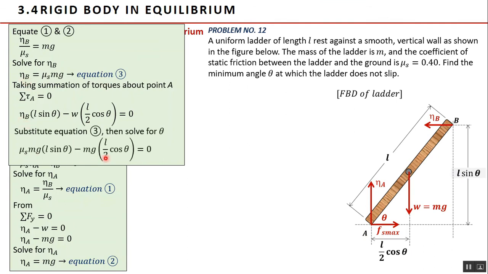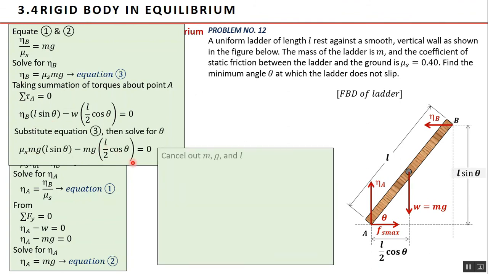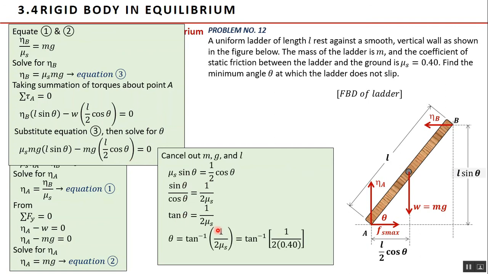The common terms are m, g and L, so we factor them out, and they can be eliminated from the equation. Simplifying further and using the trigonometric identity for sine and cosine, the final expression will be tangent of the angle theta equals 1 divided by twice the coefficient of friction. Wow, is it not amazing? We see that the angle is really dependent on the value of the coefficient of static friction only, not on the ladder's weight nor its length.